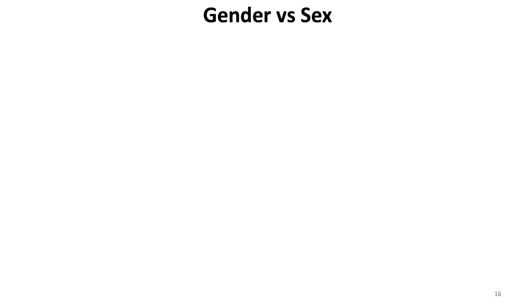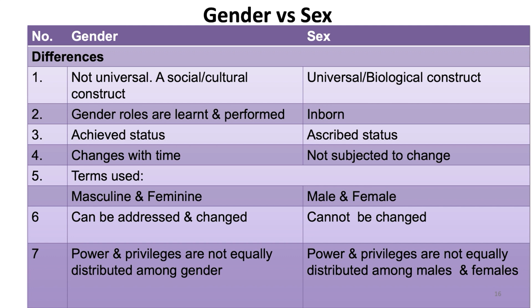So if we compare gender with sex, these are the differences. Sex is universal and biologically constructed, but gender is not universal. It differs with the society, because it's been developed or constructed by the society. And gender roles and behavior are learned and performed. But with regard to sex, it's inborn. Looking at the status, for sex the status is ascribed, but with regard to gender, it's achieved. Gender changes with time, but sex is not subject to change. With regard to gender, we use the terms masculine and feminine. With regard to sex, it's male and female.